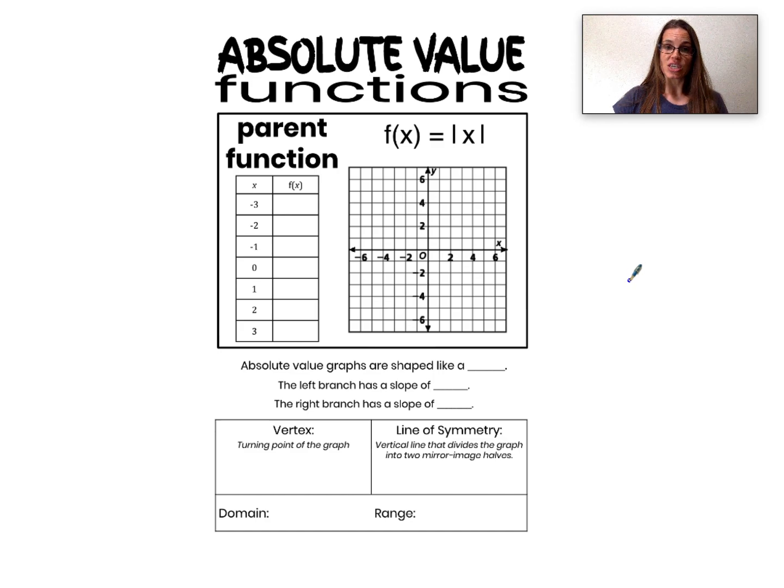So for the linear function family, the parent function was f of x equals x. The shape of that graph, that straight line graph, shares the shape of all linear graphs. All linear graphs are straight lines.